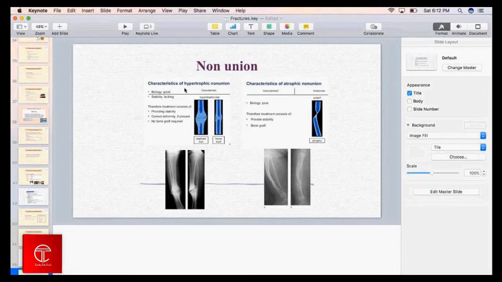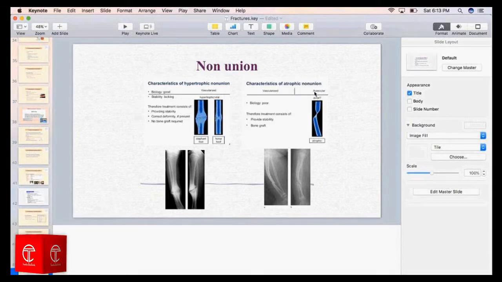In hypertrophic non-union, the biology is good, the bone formation is good, the osteoblast is doing its job very nicely, but the stability is poor. So there will be a good amount of callus formation, but the stability is poor. So the treatment is very simple. You stabilize the fracture area with an intramedullary or extramedullary device or implant, and you need not put a graft because the problem is not the callus. So stability alone is required as treatment of hypertrophic non-union.